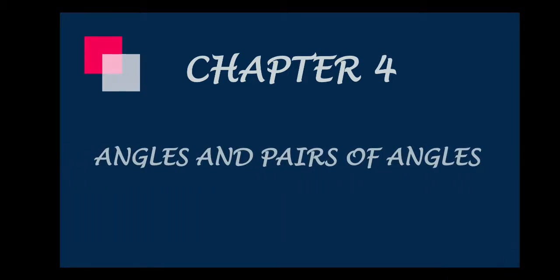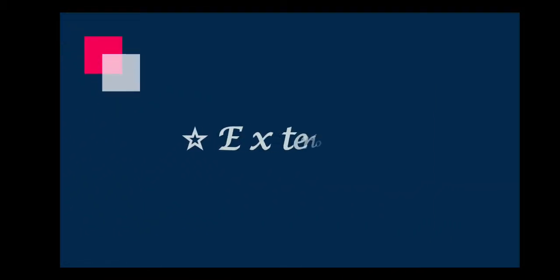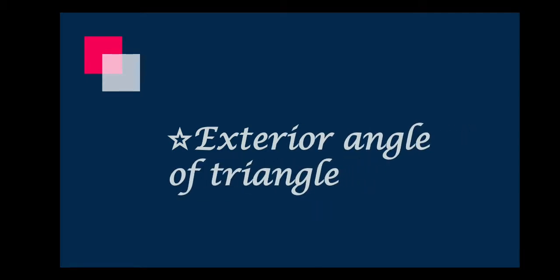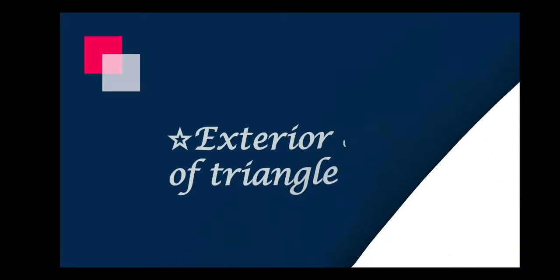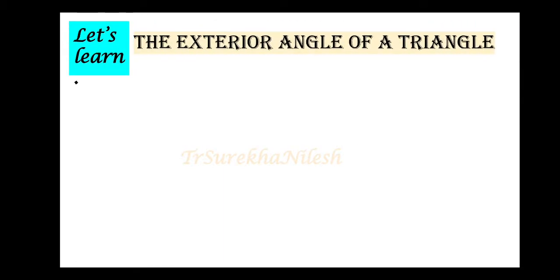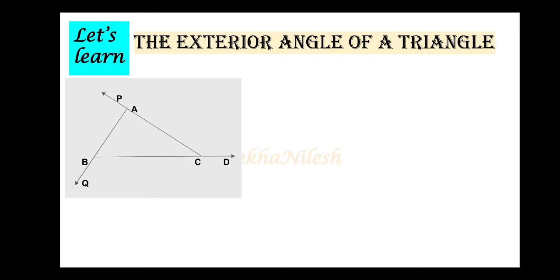We will be continuing with chapter number 4, angles and pairs of angles. In today's session, we are going to see exterior angle of triangle. Let's learn the exterior angle of a triangle. That means we are talking about the outside angle of a triangle.